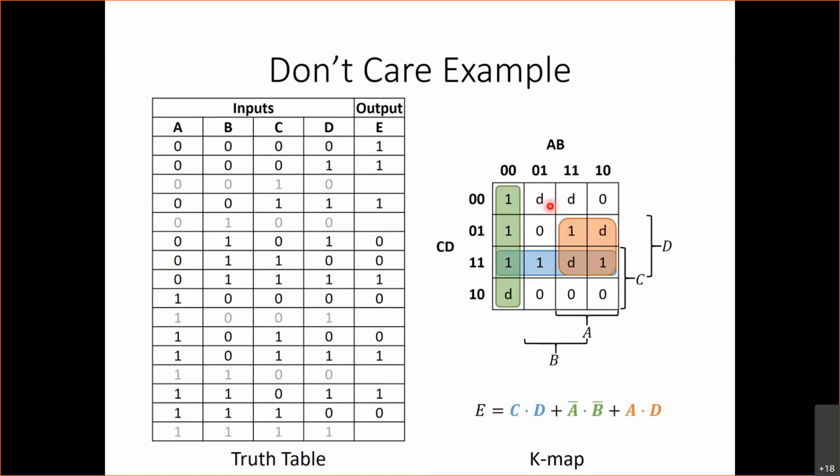On the other hand, these 2 Ds up here, we don't need to cover them, right? So we can treat them as a 0. If we covered them, it's useless because these correspond to inputs that never occur. So by treating some Ds as 1s and some Ds as 0s, we were able to get the simplest equation possible for this Karnaugh map.